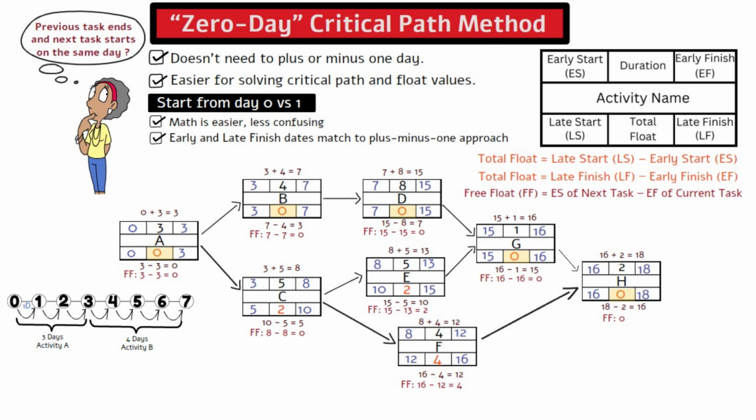As you can see, you get the same result for total float and free float whether you use the plus minus 1 or 0 day critical path method. We went over the 0 day critical path method quickly since it's simpler, but feel free to pause, rewatch, or leave a comment if you have any questions.